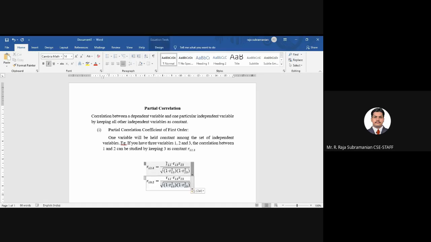So the changes: what I have to do here is R13 minus R12, where 1 2 is here and 3 2 here. Similarly, we'll write one more, that is R23 dot 1. That is the final one. R23 dot 1.